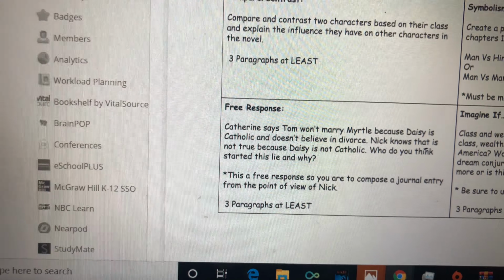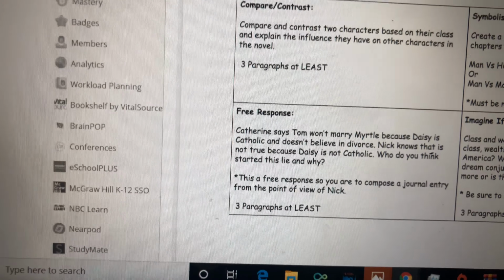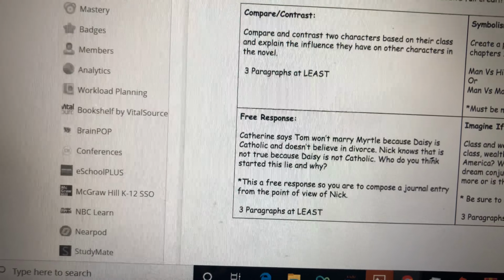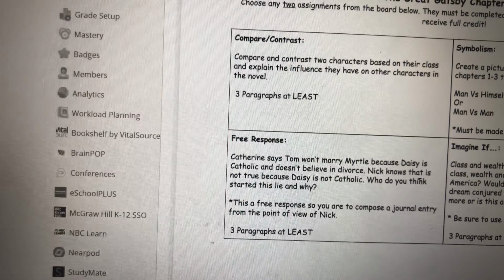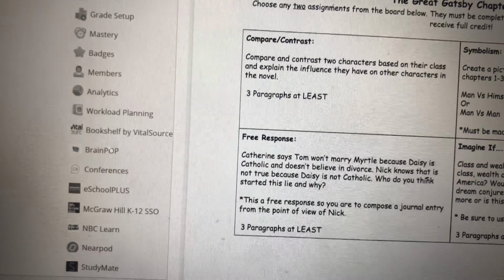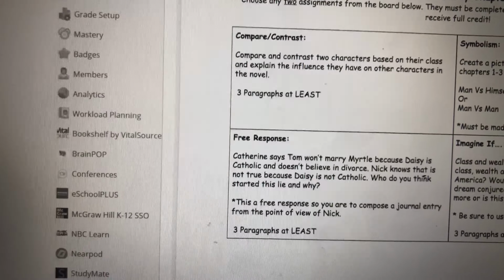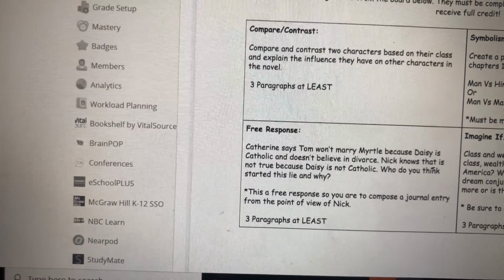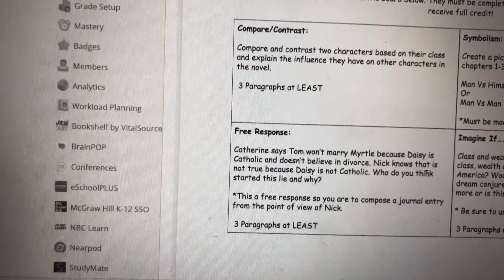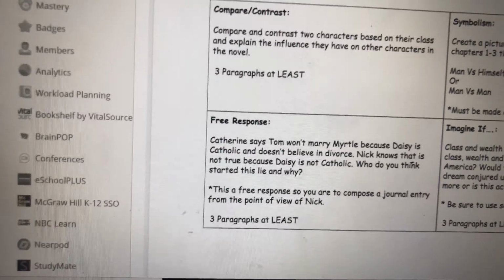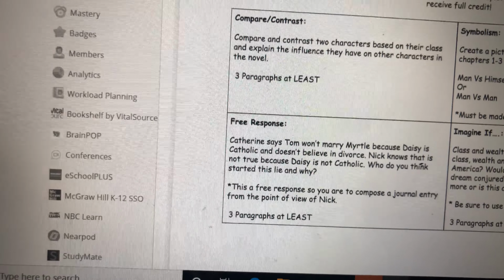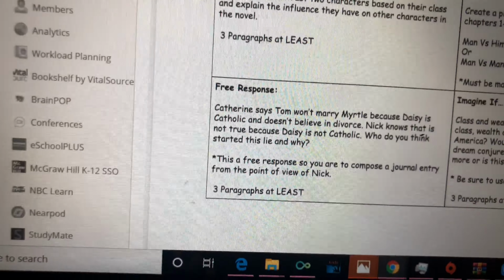So Catherine says that Tom won't marry Myrtle because Daisy is Catholic and doesn't believe in divorce. Nick knows that this is not true because Daisy is not Catholic. Who do you think started this lie and why? This, of course, is your own opinion. So think of it like a journal entry, or like a diary. You would write your response in the form of a journal or diary entry. However you want to write it, whatever you think your opinion is, write that down.